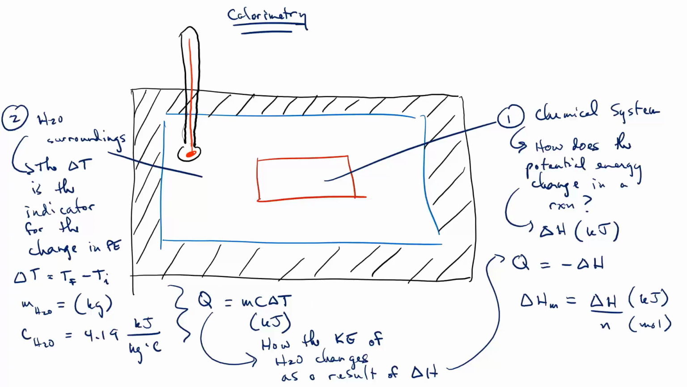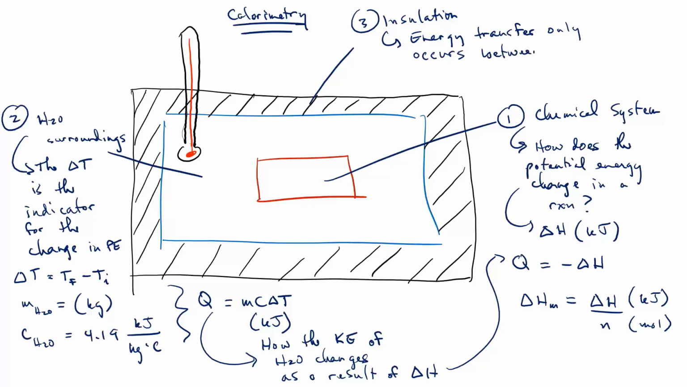And finally, for a good calorimetric setup, you need to have insulation. You need insulation. And this is because you want the energy transfer to only occur between the system and the H2O surroundings.